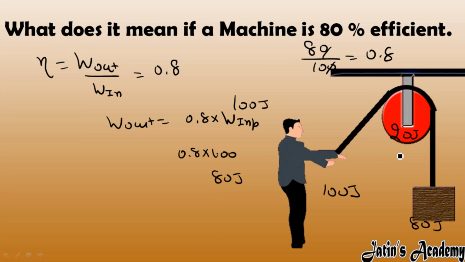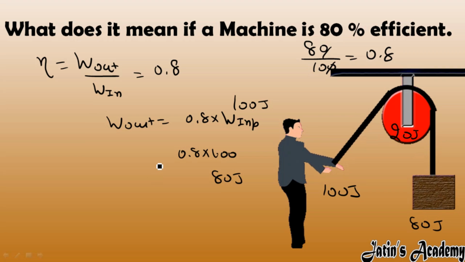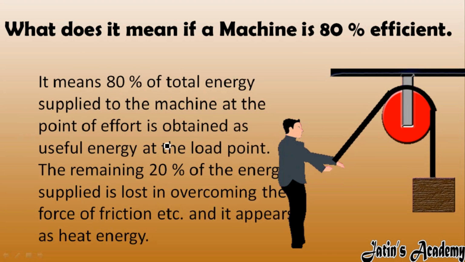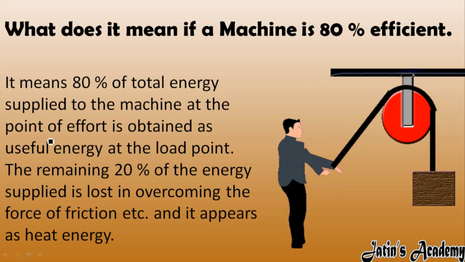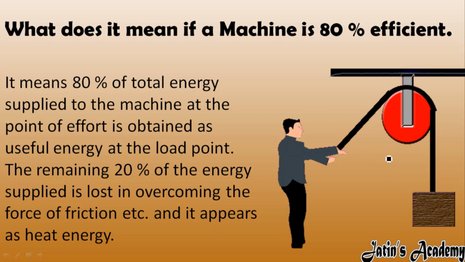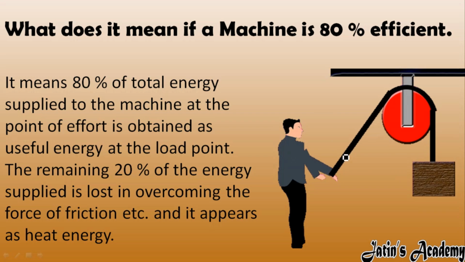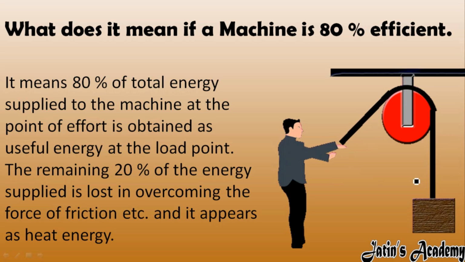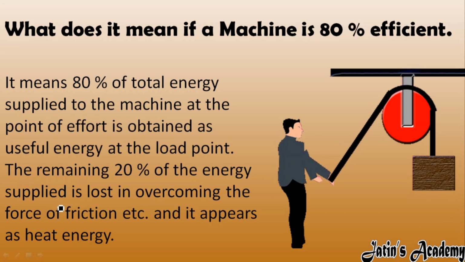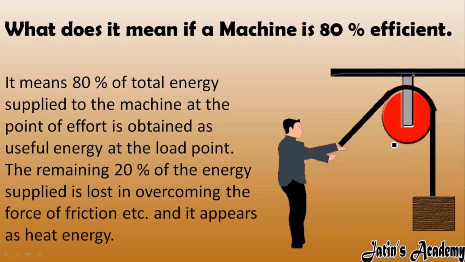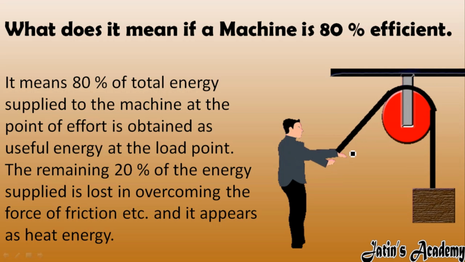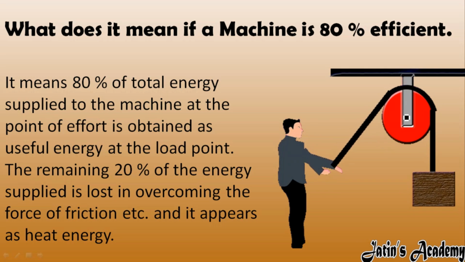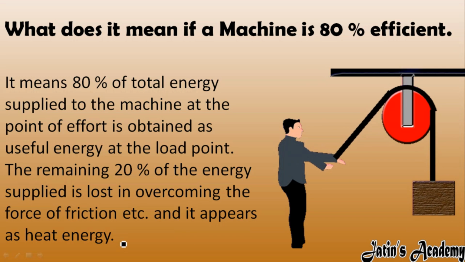Major loss we have is frictional loss. So if a machine is 80% efficient, it means that 80% of the total energy supplied to the machine at the effort point is obtained at the load point, and the remaining 20% of energy supplied is lost in overcoming the force of friction. Means the major loss is friction, the rest are there, but those are small losses. To overcome the friction force, 20% energy is lost, and it appears in the form of heat energy.